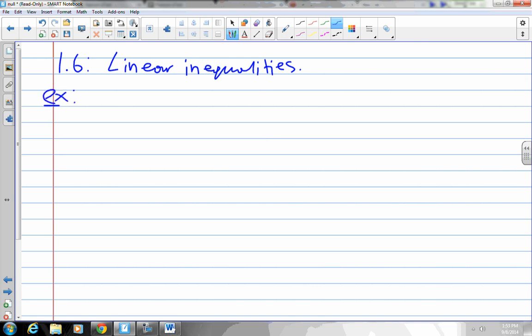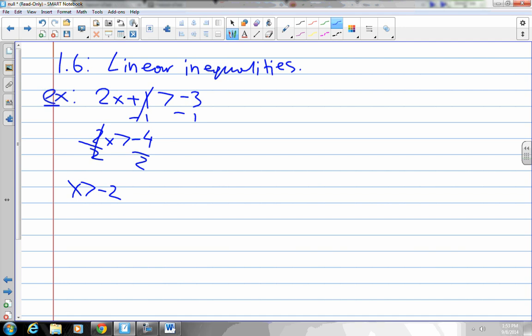You might have seen us already do linear inequalities, but an example would be something like 2x plus 1 is greater than negative 3. The way we solve linear inequalities is the same way as you solve linear equalities. You just want to get x by itself. So how would you go about solving this? Yeah, subtract 1. 2x is greater than negative 4. Divide by 2. So x is greater than negative 2.